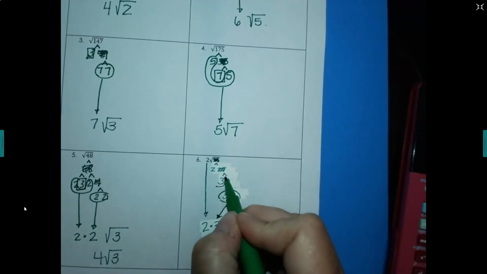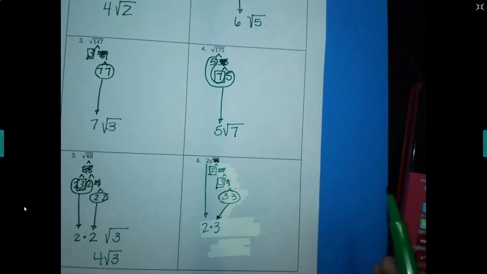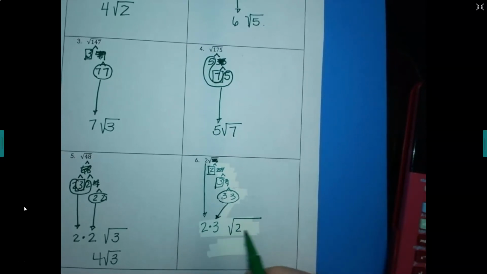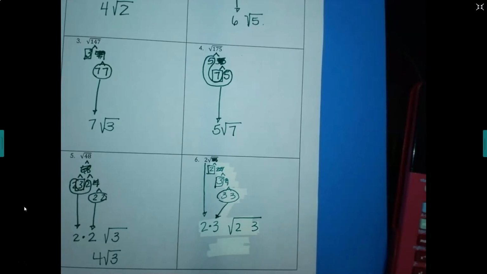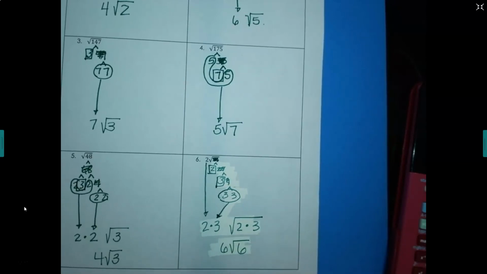But what about these guys right here? I have a 3 that does not pair up, and I have a 2 that does not pair up. Remember, it says any unpaired numbers can be put back under the radical. So I'm going to put my radical, and I had a 2 and a 3. What do you think we do with those? What did I do with the things out here? I multiplied them together, so I'm going to do the same thing on the inside too. Anything that gets put back together, because we were really dividing to get these numbers, you multiply them to put them back together. I end up with square root of 2 times 3, which is 6.